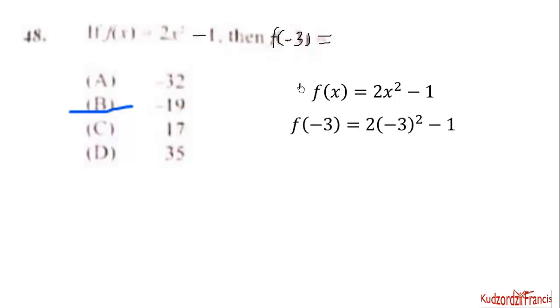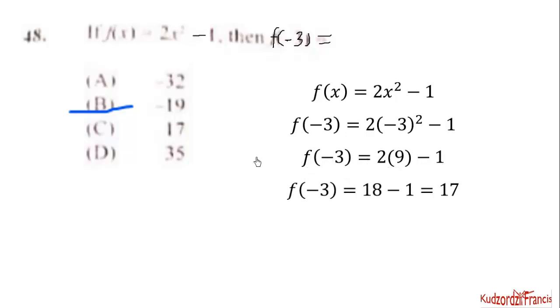Now item 48. So f of x equals 2x squared minus 1. We want to find f of -3. So f of -3 is equal to what? We just plug in -3 wherever we see x, and that will give us 2 times 9 minus 1, which is 17. So the correct answer is 17.